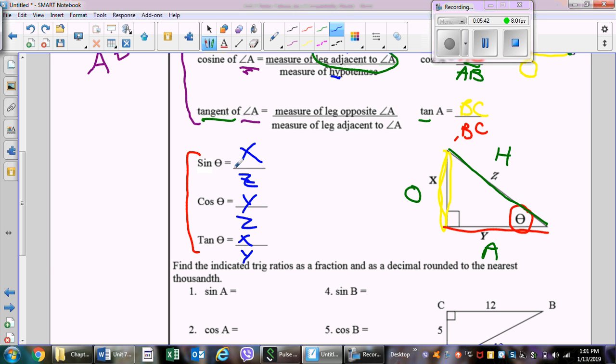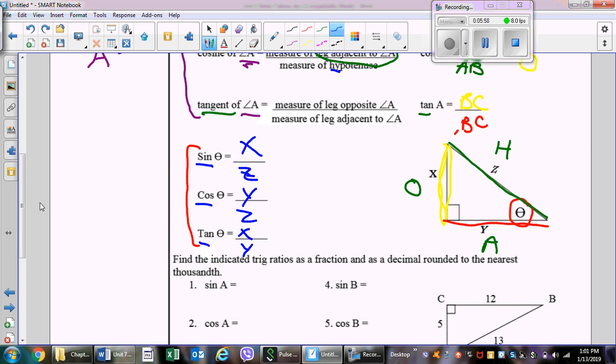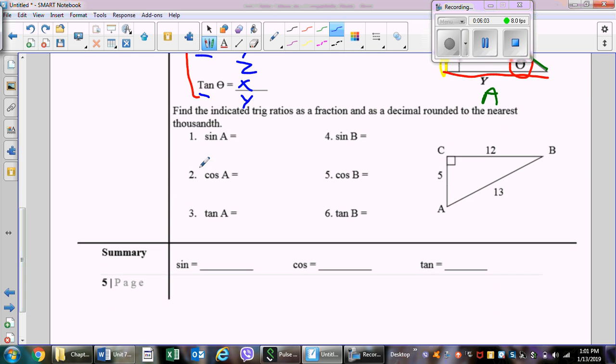One thing you should notice is sine and cosine have the hypotenuse as a denominator. Tangent does not have a hypotenuse. So you have to find a different way to memorize these trig ratios, or they would be given, and then you should be able to use that as we go through to solve the problem.